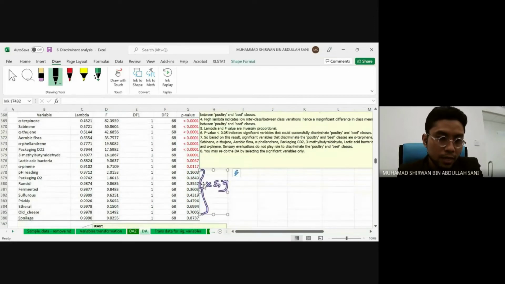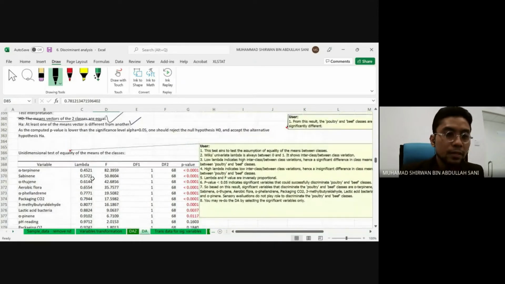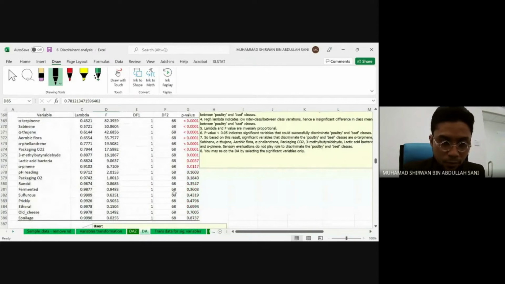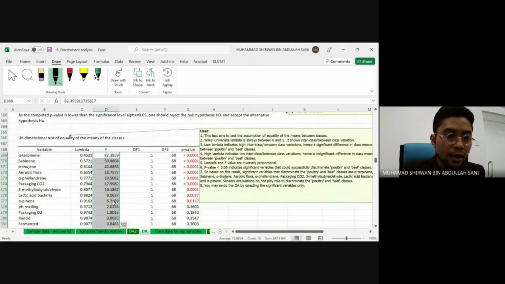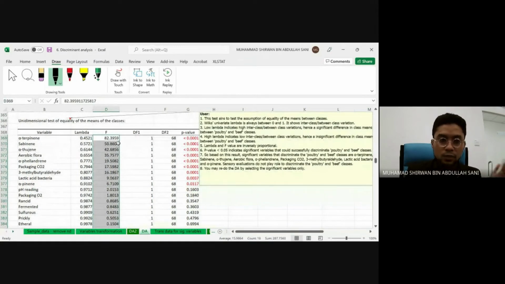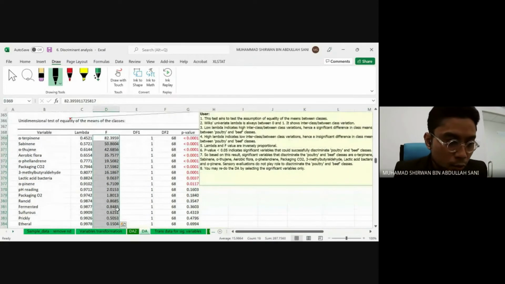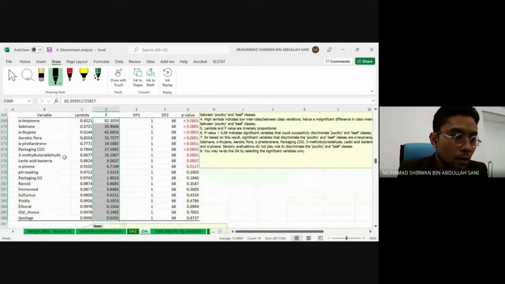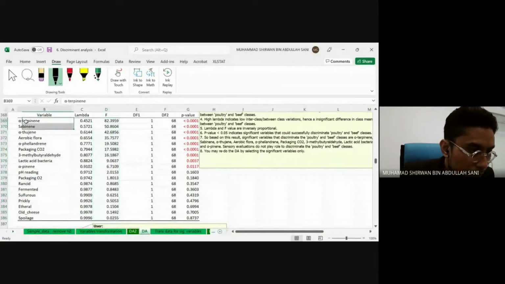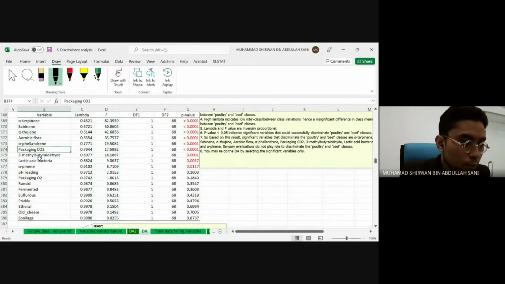So what we can do is we have to sort. Actually this result is not arranged in the first place, but I rearranged the result according to the F statistic value, starting from the highest one to the lowest one. So you can see, out of that 18, the highest F value is for alpha-terpinene. But look one by one: alpha-terpinene, sabinene, alpha-thujene, aerobic flora, packaging CO2, trimethylbutyraldehyde, until packaging oxygen amount.